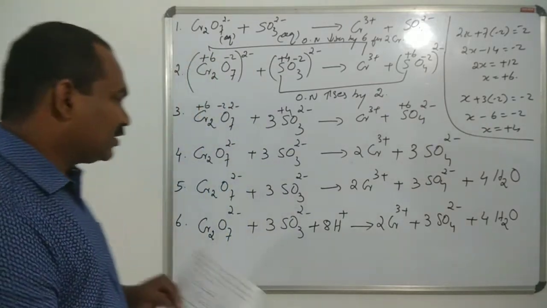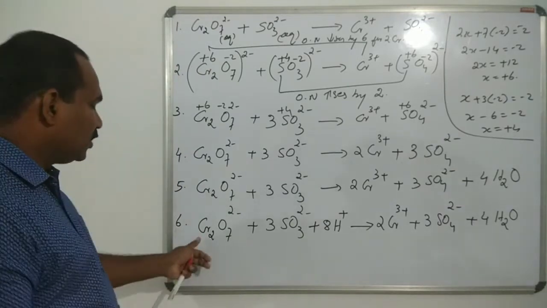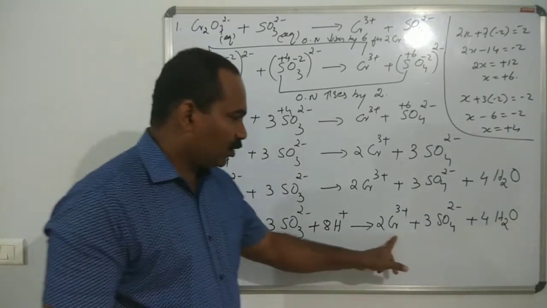Okay, let's check whether the equation is balanced or not. 2 chromium.